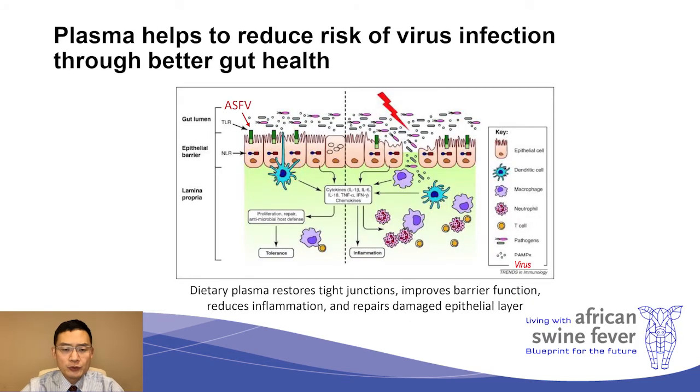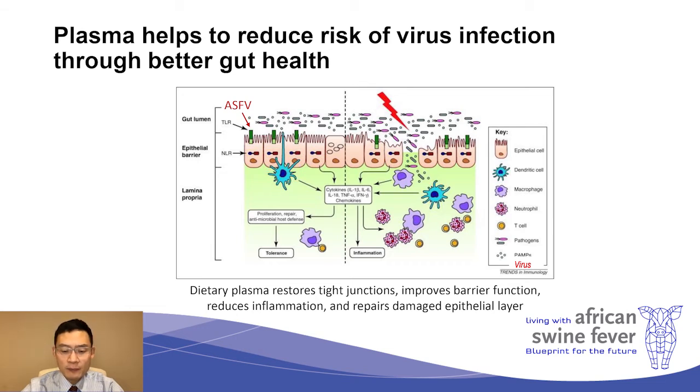So coming back to this slide again, this is really showing how we believe plasma protein helps to reduce the risk of virus infection. It's really through better gut health. We have a lot of data on plasma protein and its role in epithelial layer health.